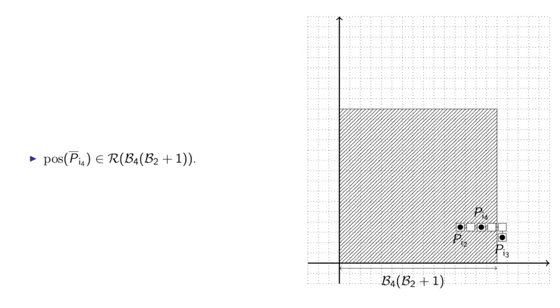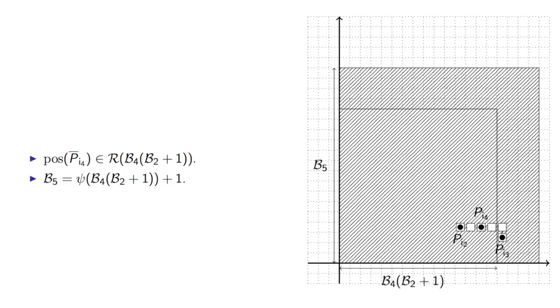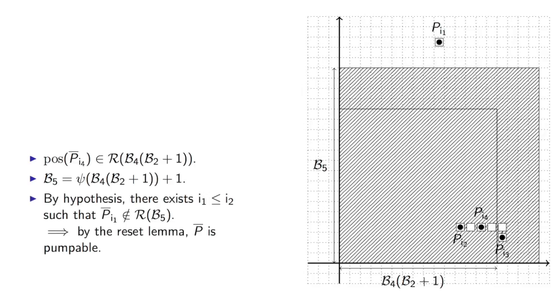Now we do not need to consider the shift zone anymore. Consider the square of width b5. We conclude by using the second hypothesis of the enter the shift zone final case. There exists an index I1 which is lower than I2 and such that the position of P_I1 is not in the square of width b5, then it is possible to use the reset lemma to show that P is pumpable.